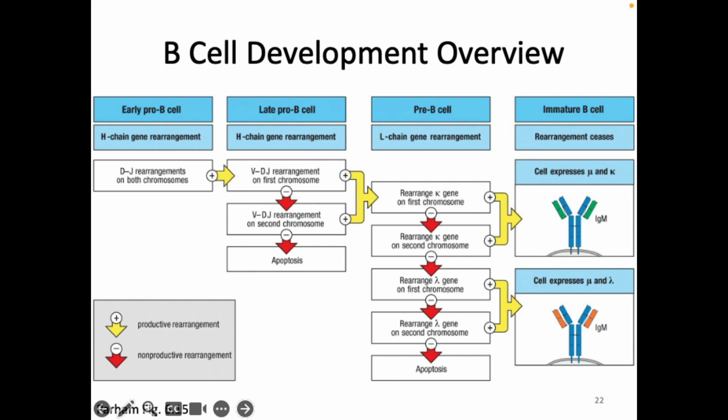And so here's the version of this from your textbook. You can see that in our pro B cell, we're doing D to J on both chromosomes. Then we're trying to do V to DJ of the heavy chain. Once we get a successful heavy chain, we are now called a pre-B cell. Now we have 4 different tries to make a successful light chain and become an immature B cell. We first get to try our 2 kappas. We then get to try our 2 lambdas. If we fail all of that, then we undergo apoptosis.